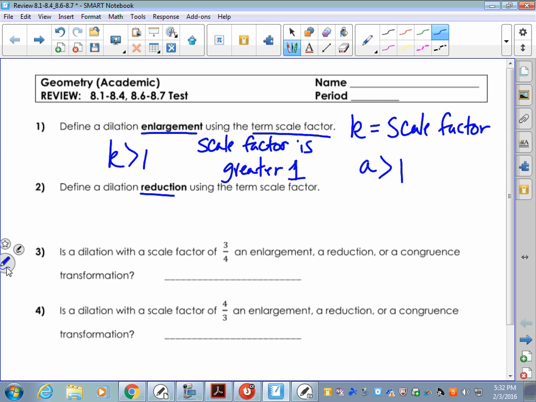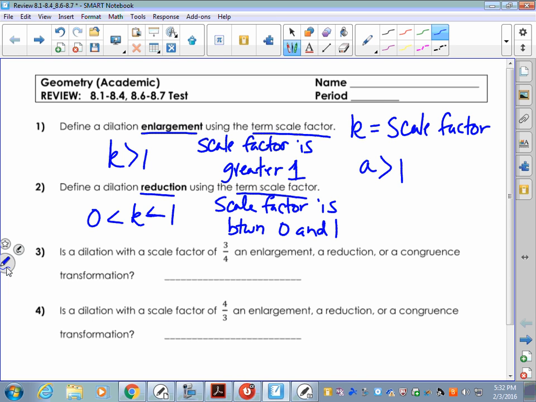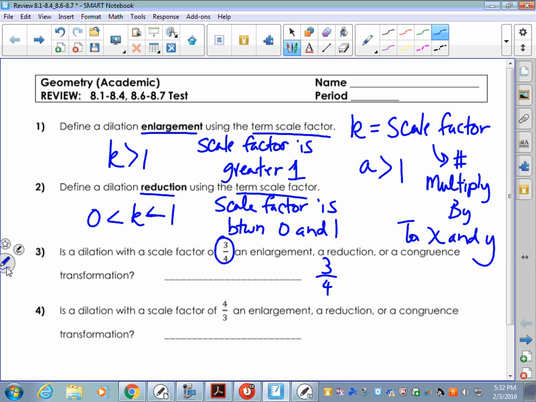Now define a dilation reduction in terms of scale factor. For it to be a reduction, the scale factor would have to be between 0 and 1. This is my abbreviation for between. And remember, our scale factor is the number you're multiplying to x and y. Now we talked about the scale factor 3/4. 3/4 is between 0 and 1, so this is why this is a reduction.